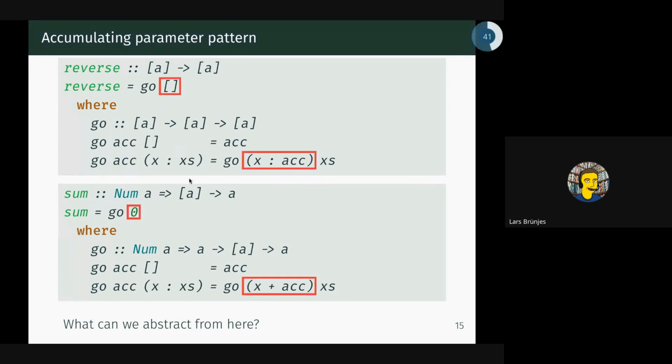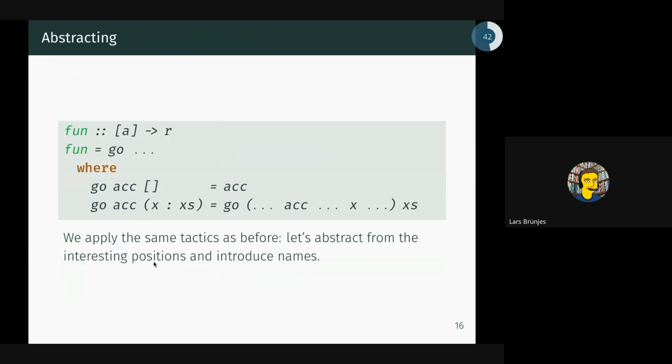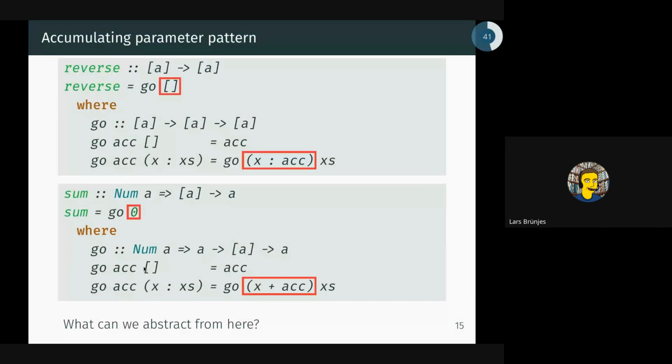First we see that we have this accumulator and that we call go with some initial value for the accumulator. In the case of reverse, the initial value of the accumulator is the empty list. In the case of sum, the initial value of the accumulator is 0. Furthermore, in this go helper function, in the case of the empty list, we just return the accumulator. That we do in both cases.